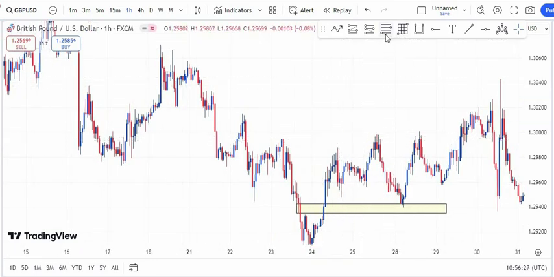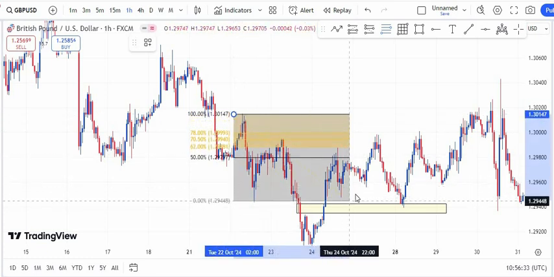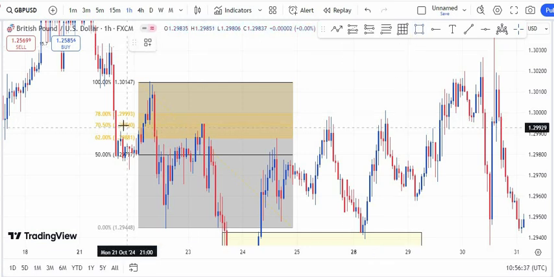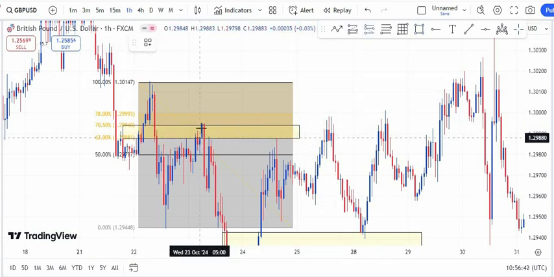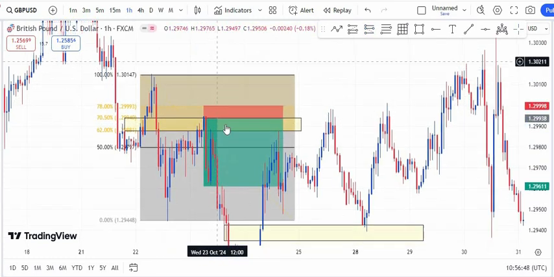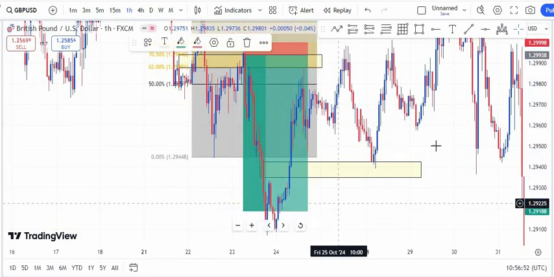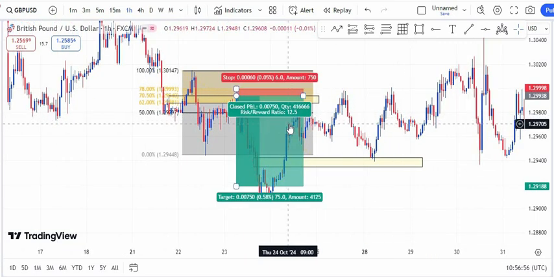So let's see. I think this is the breakdown, highest and lowest part. Let's draw the Fibonacci. And you see, it taps into the golden zone, and we have a quick rejection. Buyers were in control, but immediately market sellers came in control and gave us a sweet take profit. Right? So this is just the fun part.